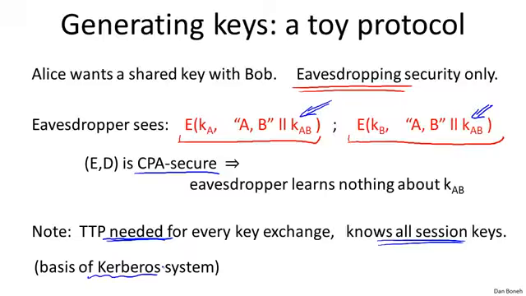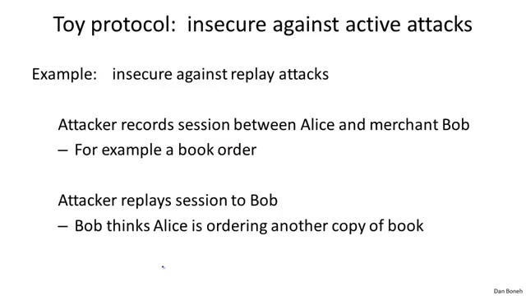So this is our first example of key exchange protocols that allow Alice and Bob to set up shared keys. However, I really want to point out that this is just a toy protocol, very, very simple, and is only secure against eavesdropping attack. It's actually completely insecure against an active attacker. And here's a very simple example of how an active attacker might destroy this protocol.